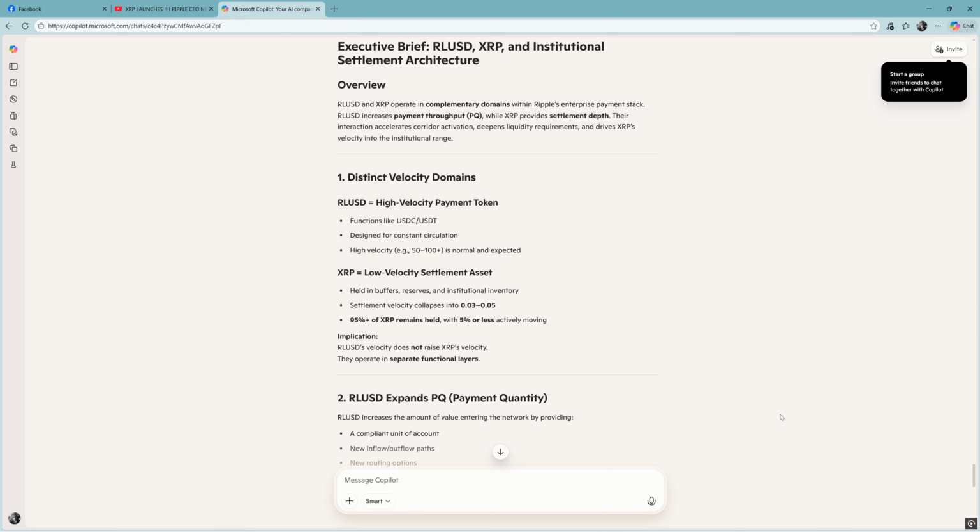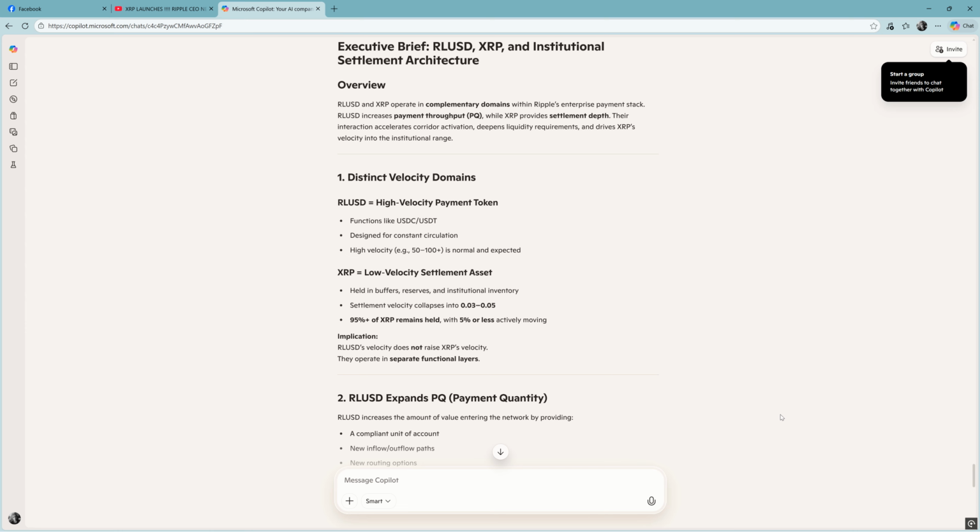People believe that because RLUSD is a high velocity stablecoin, it will decrease the price of XRP because you're going to have to buy RLUSD, and RLUSD is constantly being moved. But I'm going to present you the reason why it's not the case. So, for example, I made a presentation here.